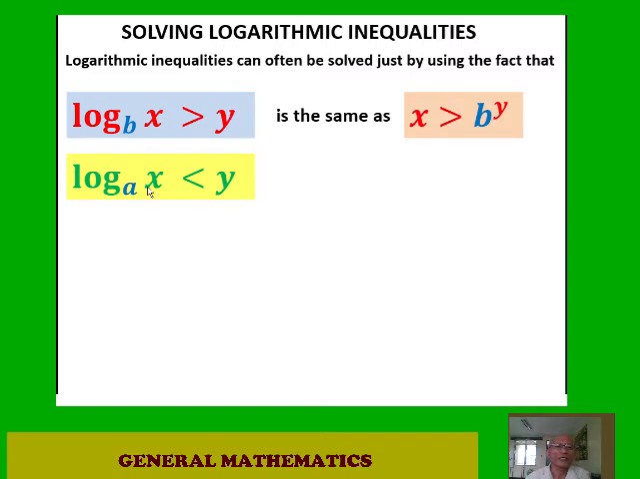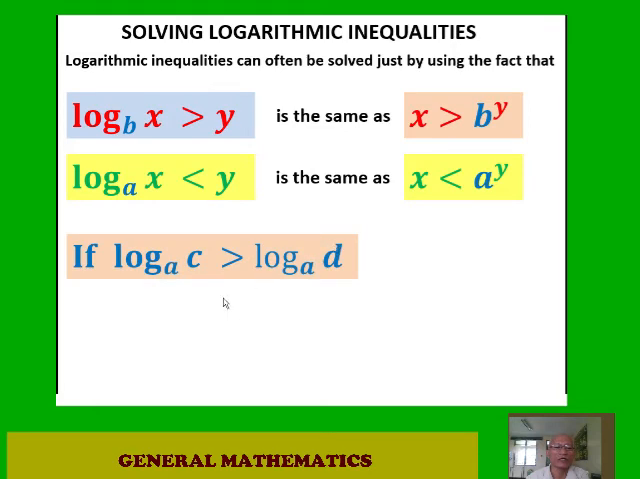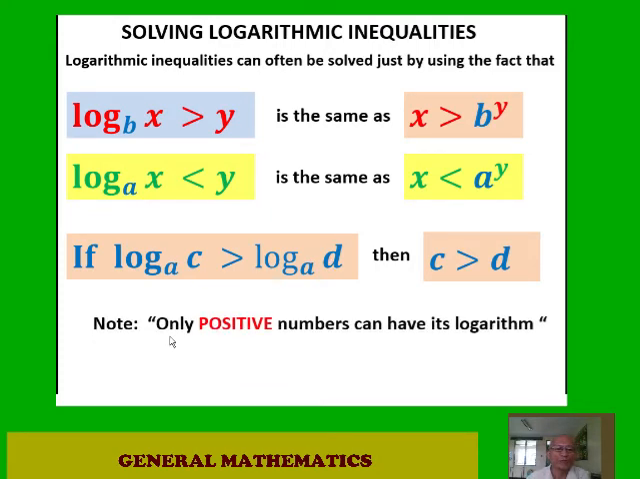Log x base a less than y is the same as x equals a to the y. This is the property that we are going to use in our logarithmic inequalities. If log c base a is greater than log d base a, then c equals d by the one-to-one property. Take note that we cannot take the logarithm of negative numbers, only positive numbers.